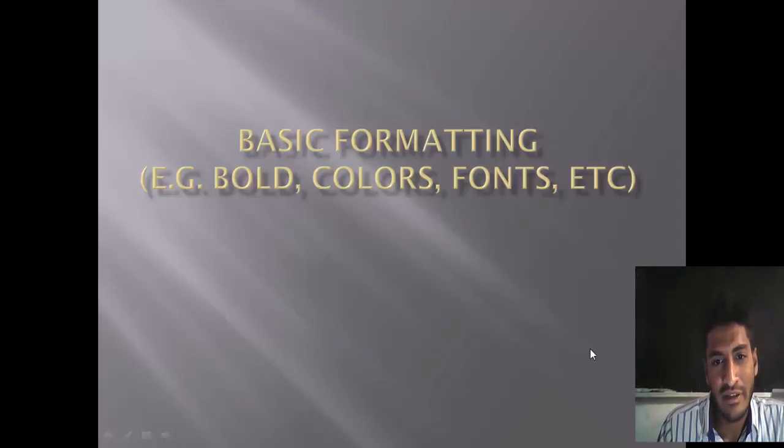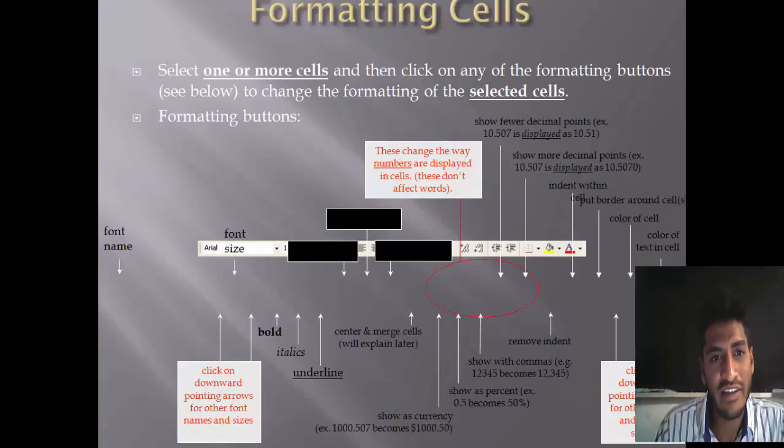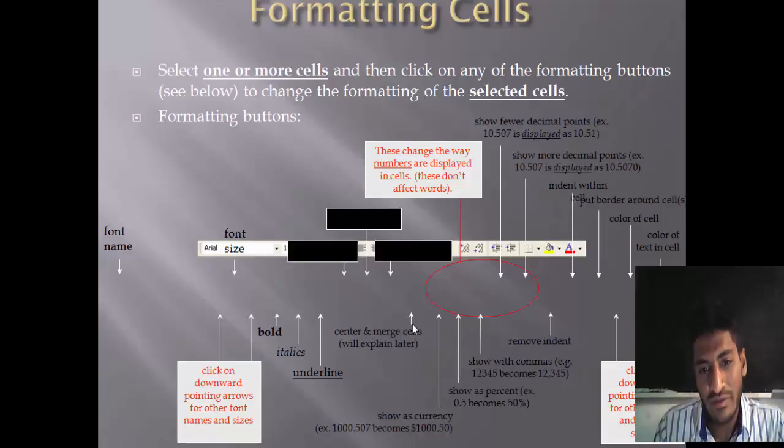Basic formatting, for example bold, color, font, etc. Formatting a cell: select one or more cells and then click on any of the formatting buttons. See below to change the formatting of the selected cell. Formatting buttons change the way numbers are displayed in the cell. This doesn't affect words. Font name, font size, bold, italic, underline, center, merge cells, which I will explain later. Remove, show with commas, show as percentage, for example.